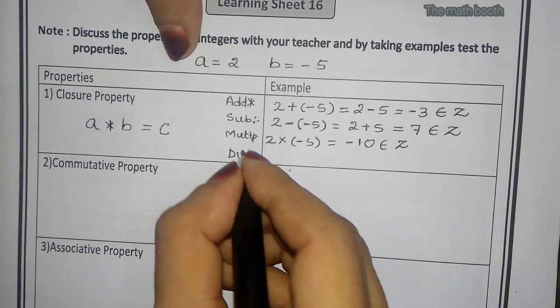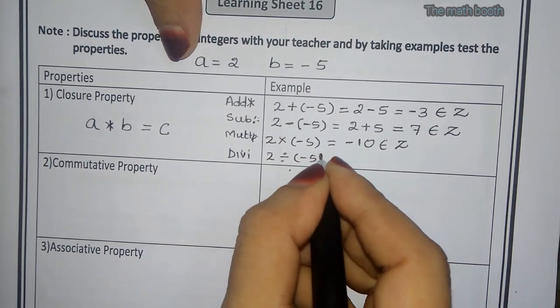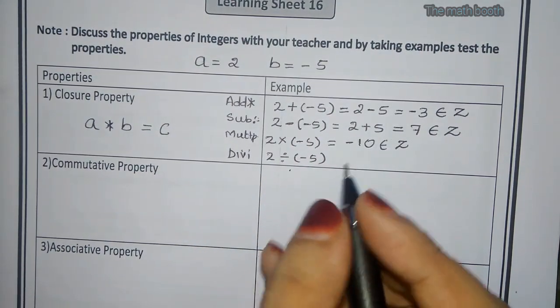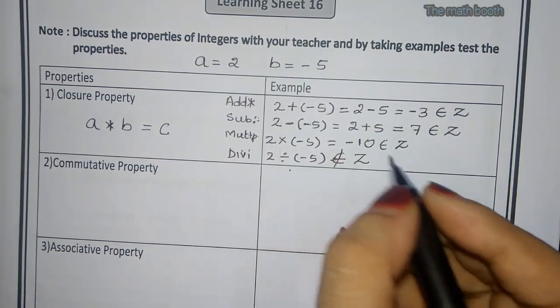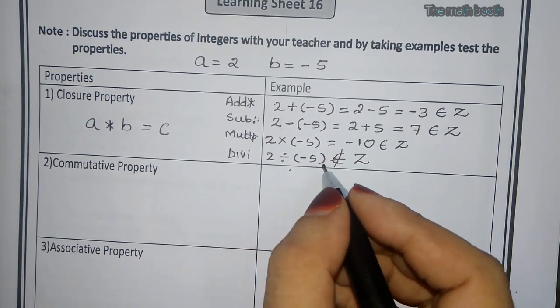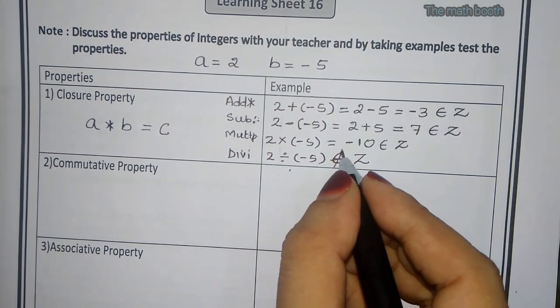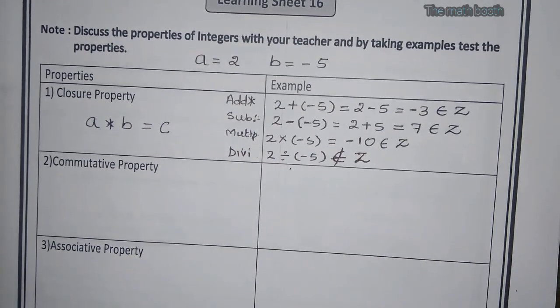Let us see about division. 2 divided by minus 5 will be a decimal, so it does not belong to integers. We get a decimal answer, a point answer, which is not an integer, so it does not belong to integers. So this completes the closure property.